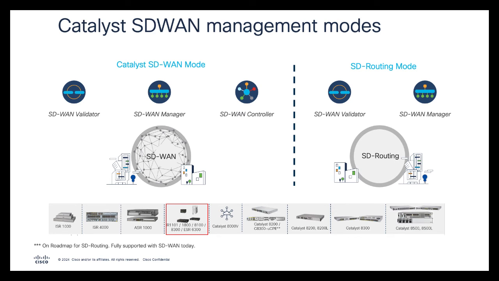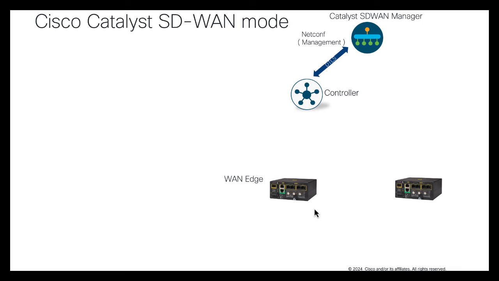The second mode is the SD routing mode, which simplifies the deployment and removes the controller piece from the system and provides direct connectivity from the edge devices to the SD-WAN manager. So in the SD-WAN mode, the traditional SD-WAN controller fabric mode, there are a few key components. So we have the controller that's talking to the SD-WAN manager over a secure DTLS connection.